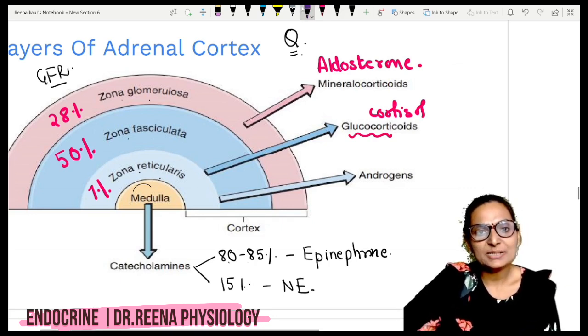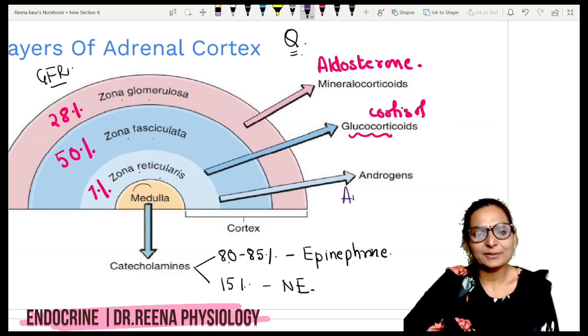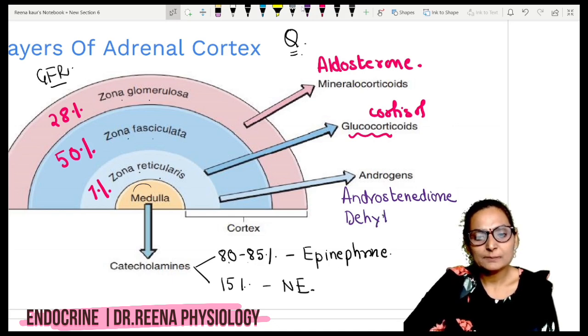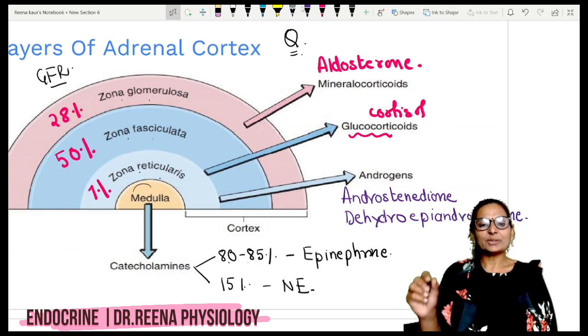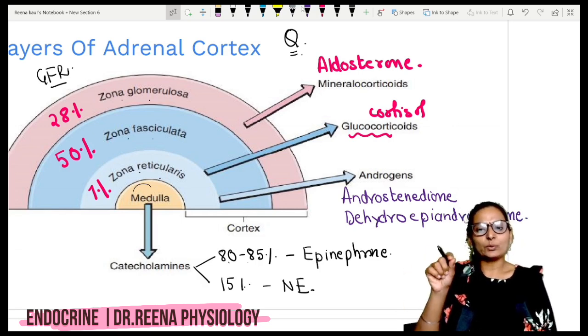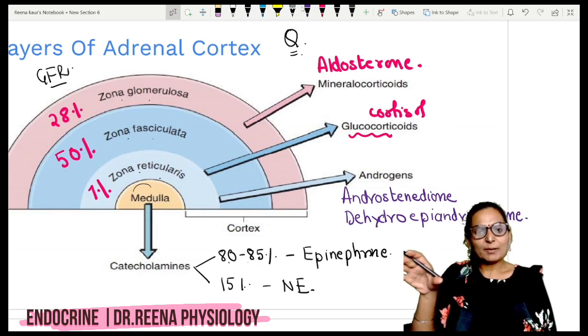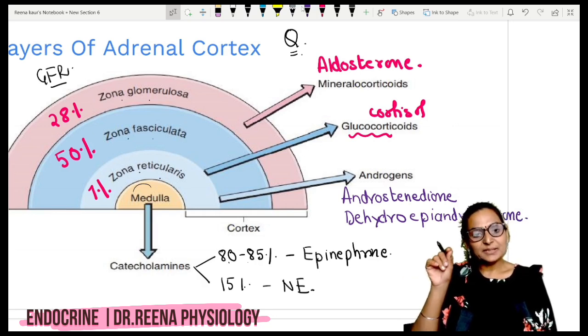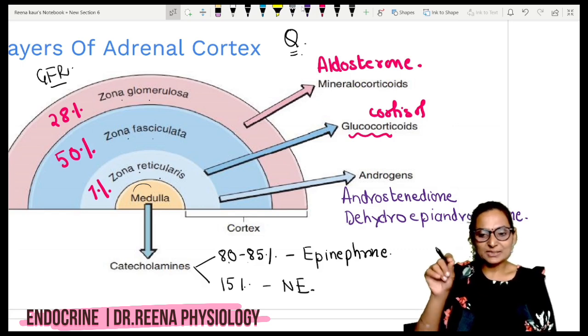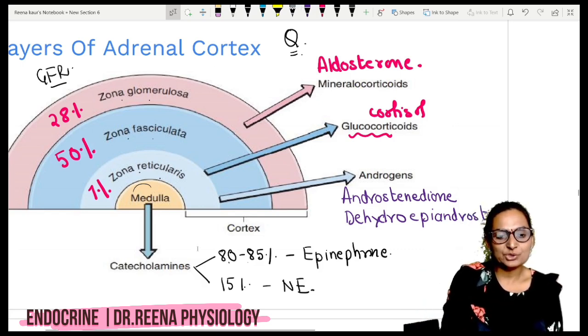Now remember, the androgens are not testosterone, it is androstenedione and dehydroepiandrosterone. So remember, it is not testosterone. It is the adrenal androgens, which are androstenedione and dehydroepiandrosterone.